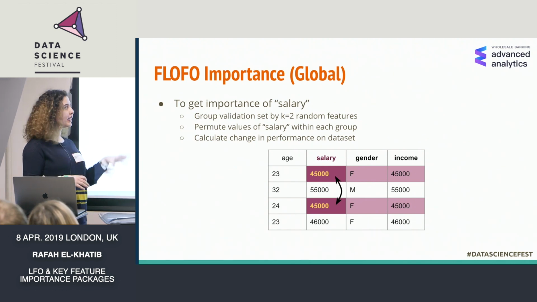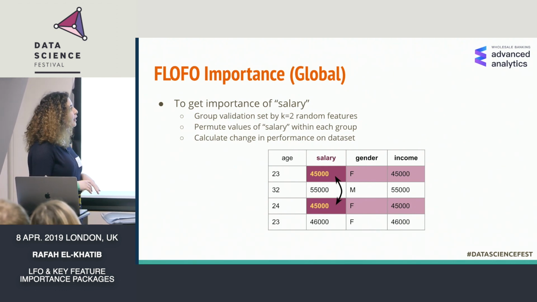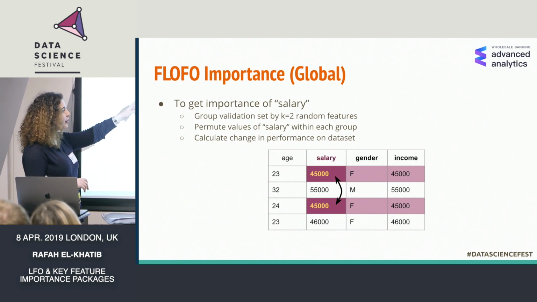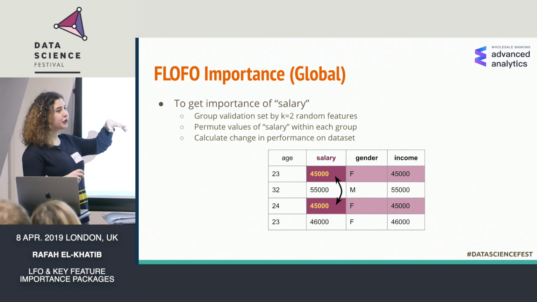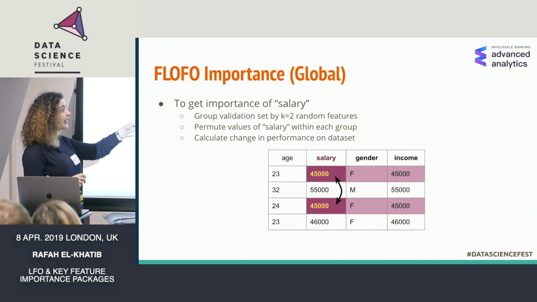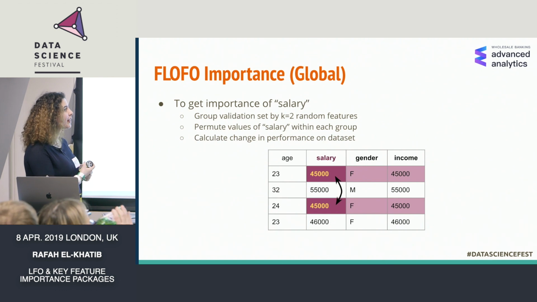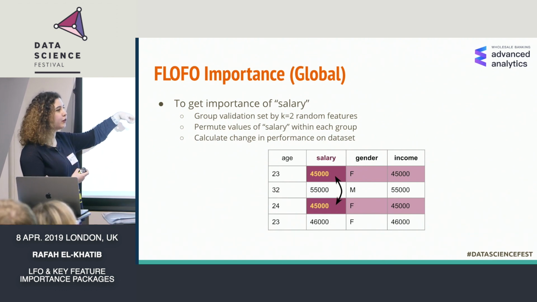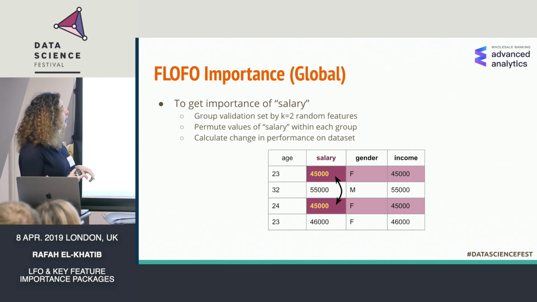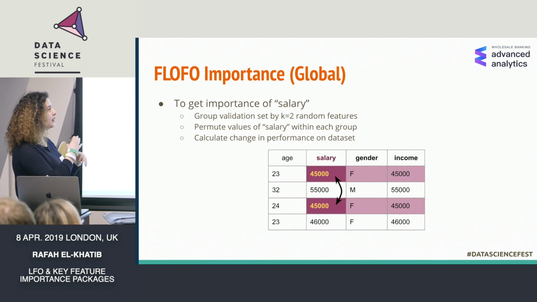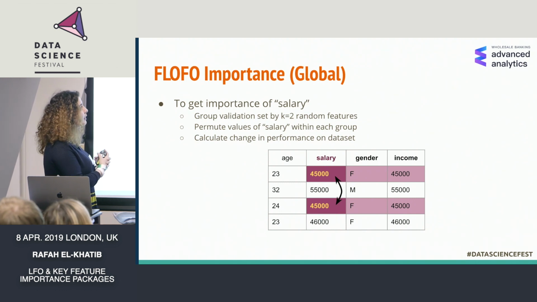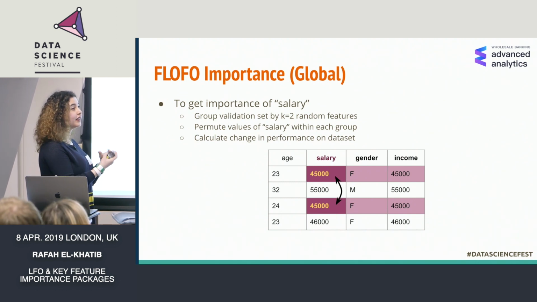Let's look at this dummy data set again. Let's say we want the importance of salary. You have those values inside. You don't completely randomly shuffle. You choose two other features at random in the data set, like gender and income, let's say. You group by values of gender and income, and you permute salary within those groups. Here we have this group of females that earn 45K, and we only permute values of salary within this group. Then you see, for this permuted data set with salary permuted, what is the change in the performance, and you calculate the difference.